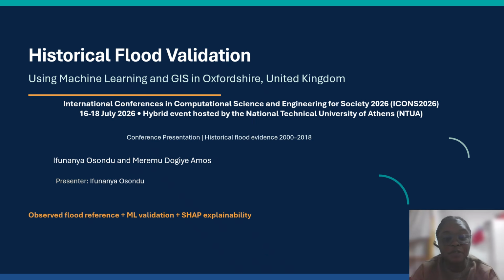This research focuses on validating flood susceptibility prediction using historical flood evidence collected between 2000 and 2018. We also compare machine learning models and use explainable AI techniques to understand the major factors that tend to influence flood occurrence in the United Kingdom, with Oxfordshire as a case study.